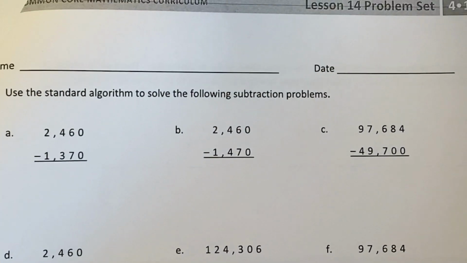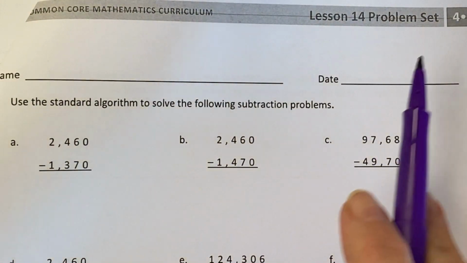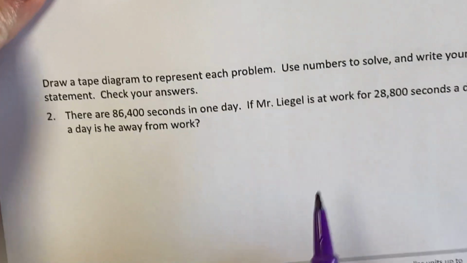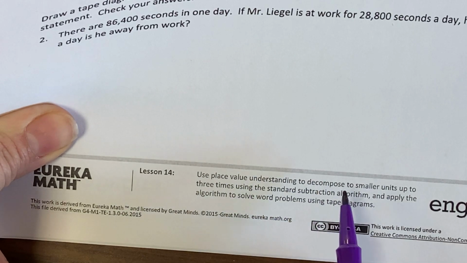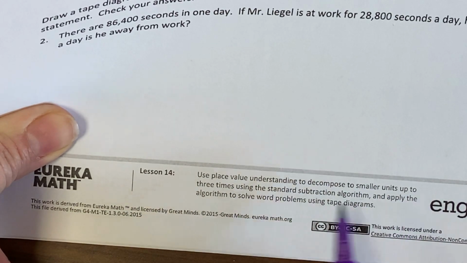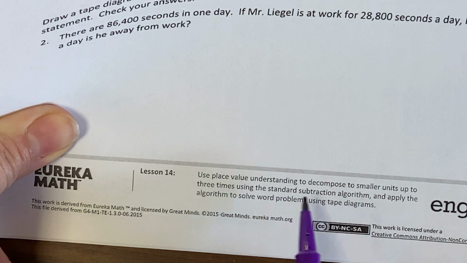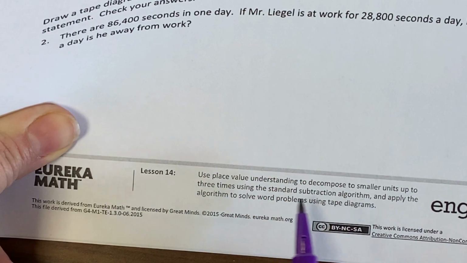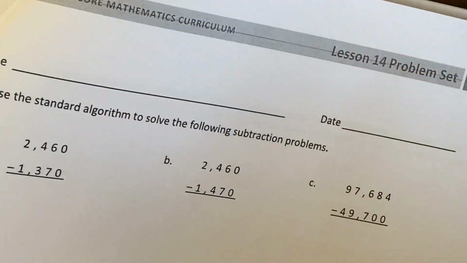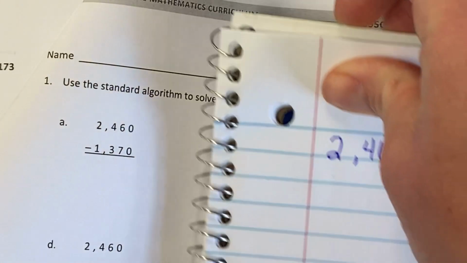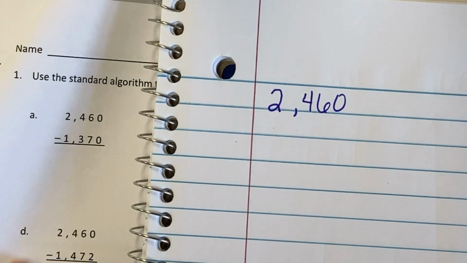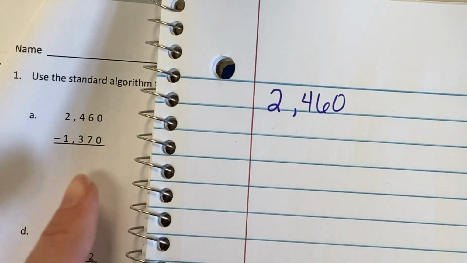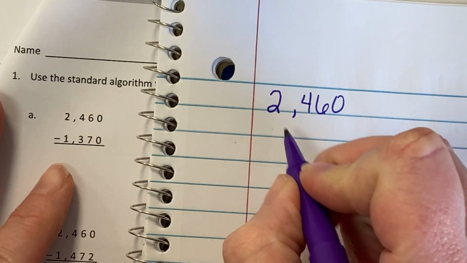So we're going to work with a lesson 14 problem set, and on our I can down here, it's going to say use place value understanding to decompose to smaller units up to 3 times using the standard subtraction algorithm. We're going to get into word problems, but just not today. They didn't give me a lot of room on this piece of paper, so I'm going to get my notebook paper out and transfer this problem onto it.